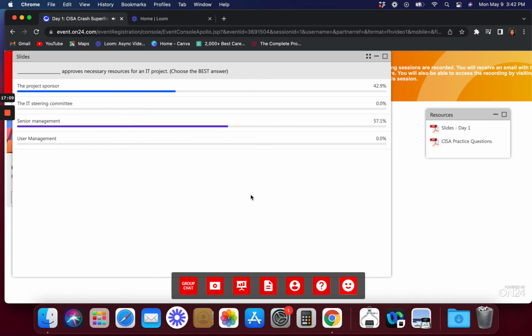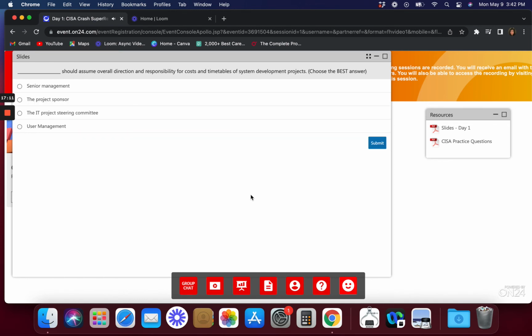So, moving along, we go ahead and ask, who should assume the overall direction and responsibility for costs and timetables of systems development projects? Is it senior management, the project sponsor, the IT project steering committee, or user management? What do you think?